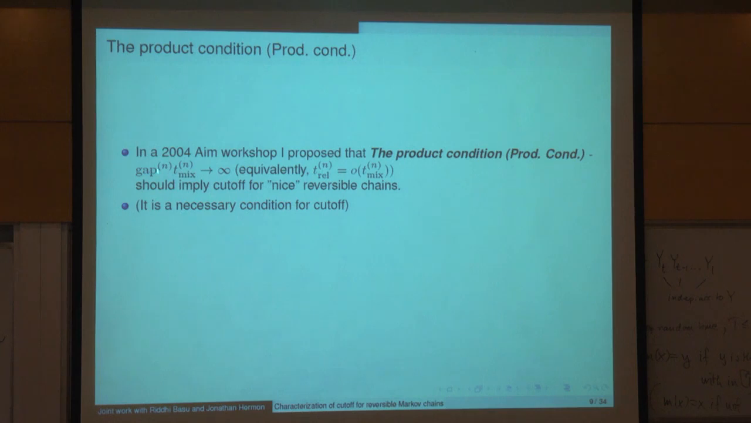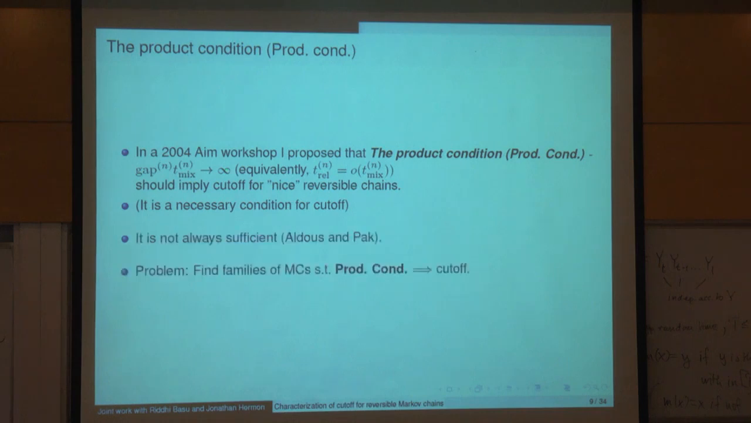However, even before that workshop, when I discussed this with David Aldous, he pointed out that this can't be true in complete generality. So there are examples where this condition holds, but there's no cutoff. And Igor Pak gave another example. So this says, well, if we believe that the product condition is still very relevant, we know it's necessary, we need additional side conditions to ensure cutoff.